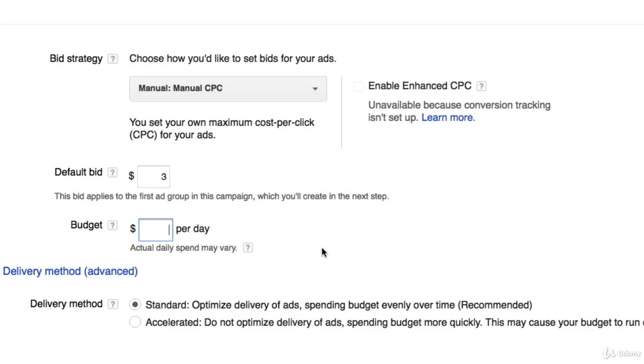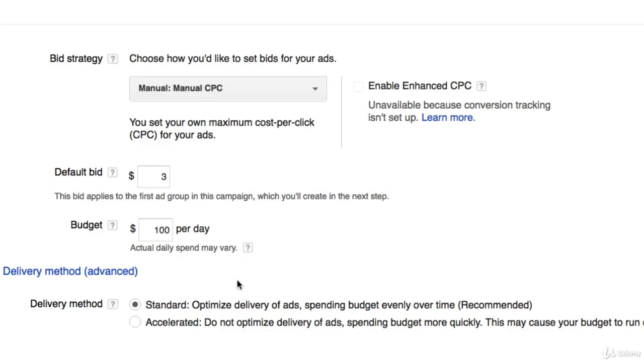Your daily budget is very straightforward. How much do you want to spend a day? AdWords doesn't work by setting monthly budgets. You always set daily budgets. So say, for example, we're going to set our daily budget of $100 a day, right? That's going to be roughly $3,000 a month, a nice starting budget. Obviously, your budget is totally dependent on you, your marketing goals, and what you can afford.